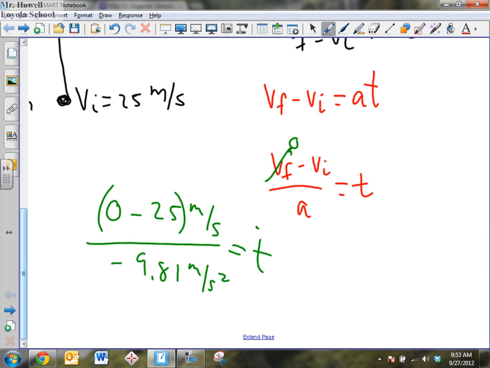That equals t. Notice I have a negative over negative, which yields a? I have to have a positive because I'm solving for time. If you get a negative time, you made a mistake. If you get a negative under a radical, you made a mistake. You can't have imaginary answers. Okay? So negative 25 over negative 9.81. Molly? It's 2.5.